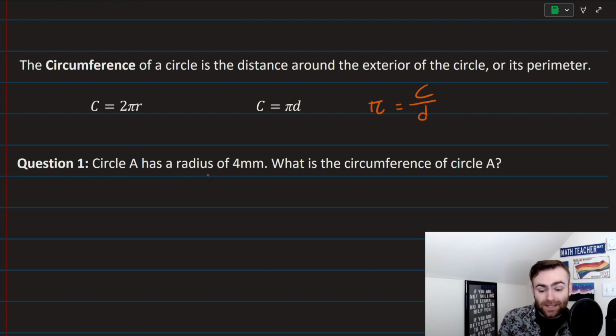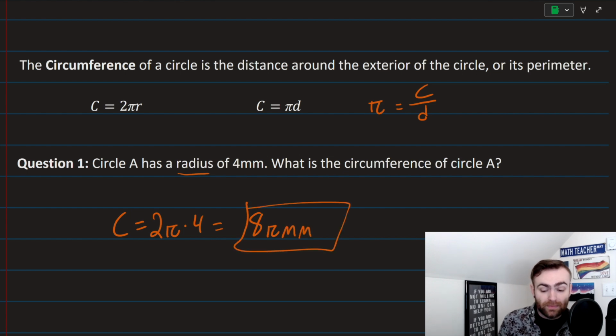Circle A has a radius of 4 millimeters. What is the circumference of circle A? Well, it's got a radius, so we can do C equals 2 pi times 4, which would just be 8 pi, and our unit would be millimeters. It's a one-dimensional thing, circumference or perimeter, so that's all we need. No square or anything like that. So 8 pi millimeters, not too bad, right?